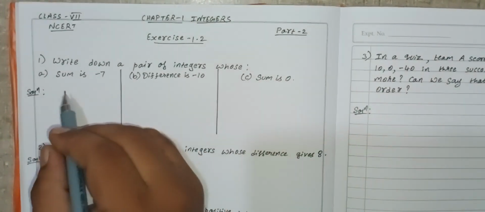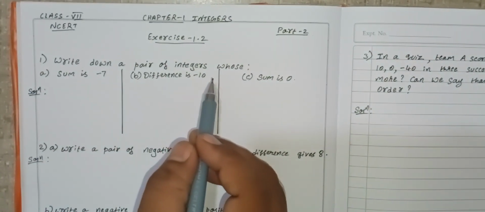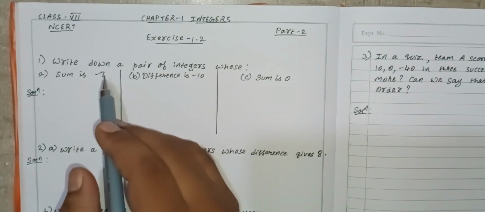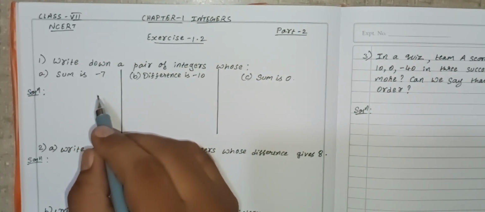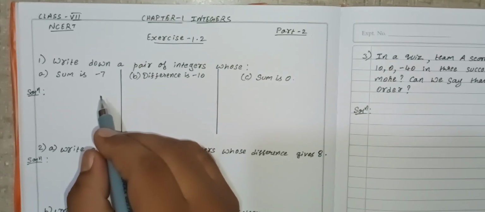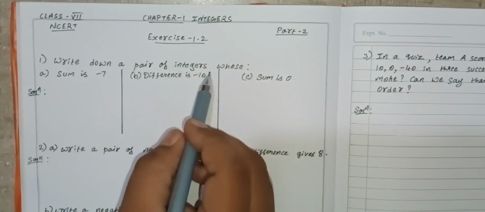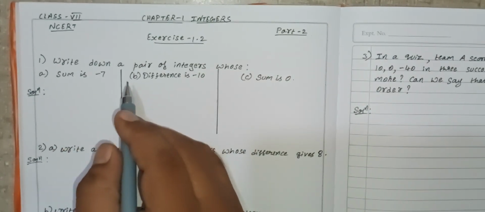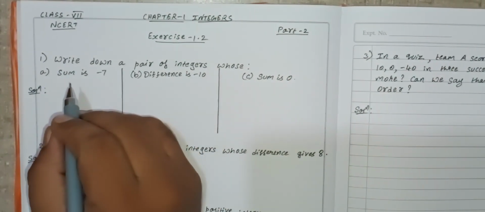So first question, write down a pair of integers whose sum is minus 7. In the previous video we have seen what the integers are, so let us solve some problems here. He is saying a pair of integers whose sum is minus 7. So sum, that is addition, and any pair of integers you can take.